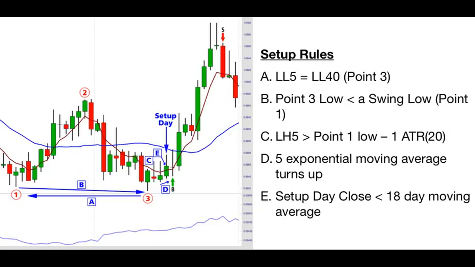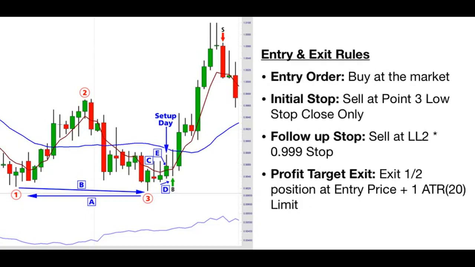Okay, then we have D, the 5-day exponential moving average turns up, as shown on the chart with the letter D. And E, the setup day close has to be less than the 18-day moving average, which is the blue line plotted on the chart. So that when A through E have been satisfied, you then have a valid setup day.